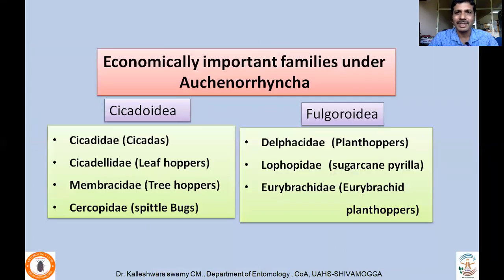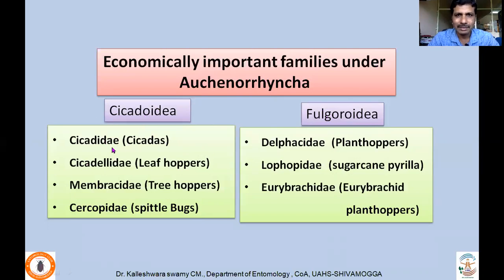So we'll get into the Auchenorrhynchan families. We'll only be touching the economically important families. Auchenorrhyncha can be divided into two superfamilies, Cicadoidea and Fulgoroidea. Whenever we use a word ending in -oidea, that indicates a superfamily. The family name always ends with -idae, whereas a subfamily name ends with -inae. Similarly, a tribe name ends with -ini. So we should know what exactly we are talking about.